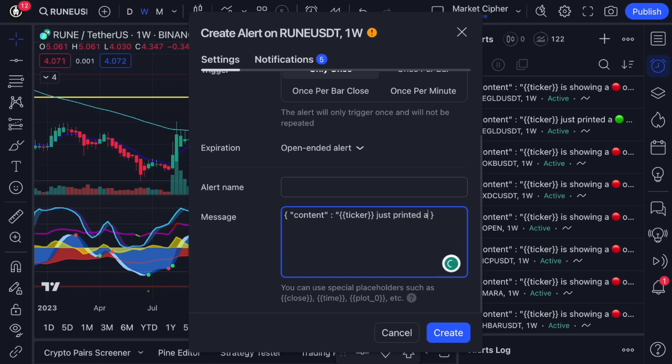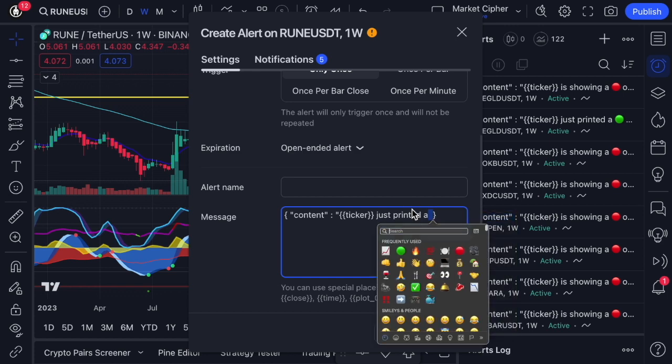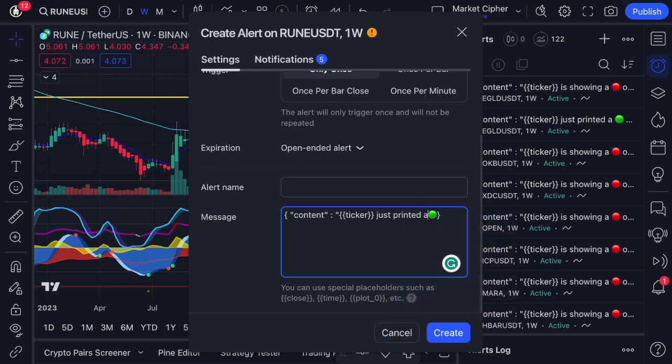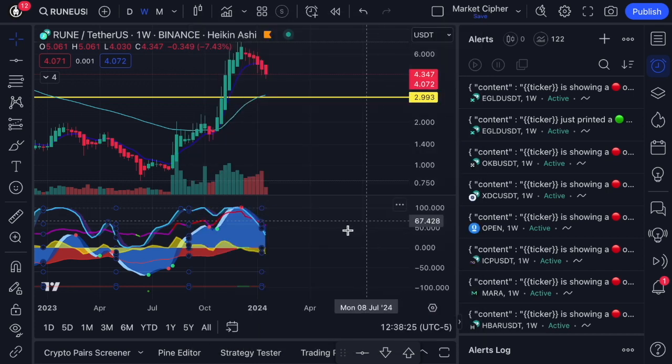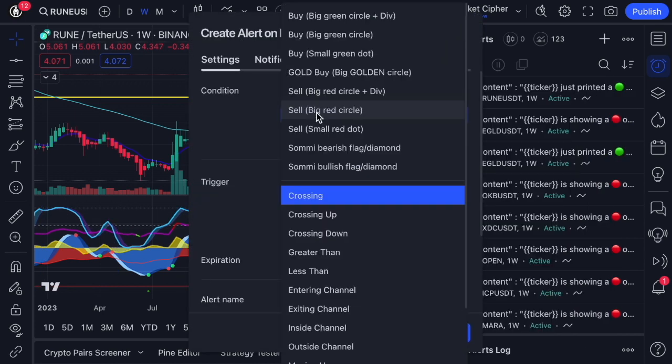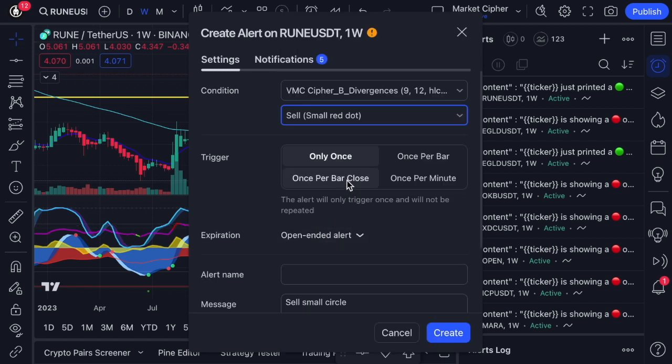It just printed a green dot. This is that automation here, folks, on the weekly chart. See if that works. Yep, says it's good, on the bar close. Perfect. Create that. We'll be notified. Let's put one in there for the sell circle too.